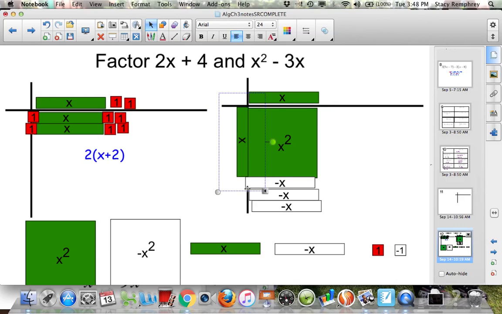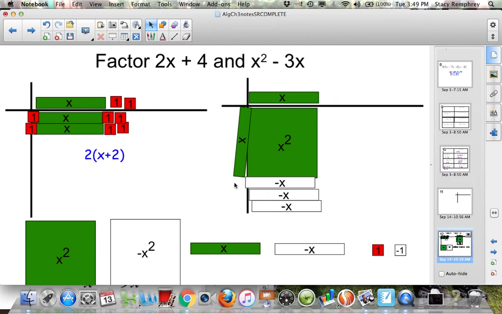Okay, now the length of this is a 1, or a negative 1. And this is an x, so this is going to be a negative 1, negative 1, negative 1. So these are going to be 3 negative 1s. So what is this factor? It is x times x minus 3.